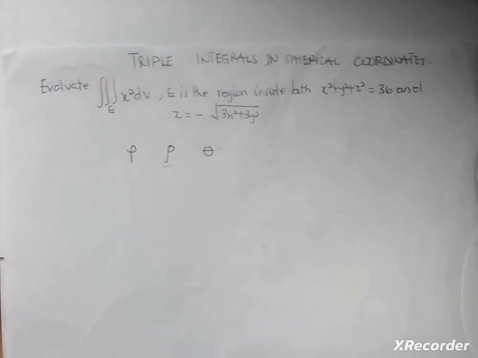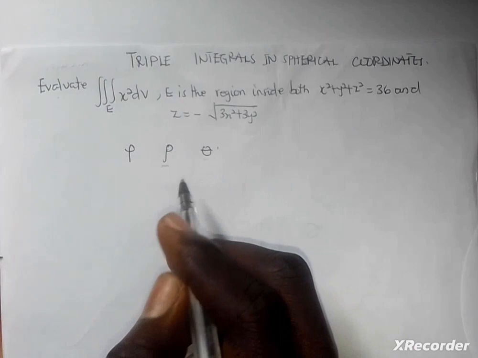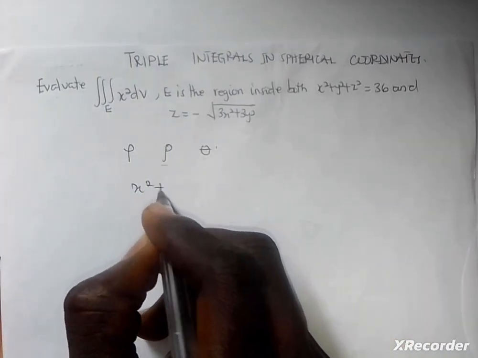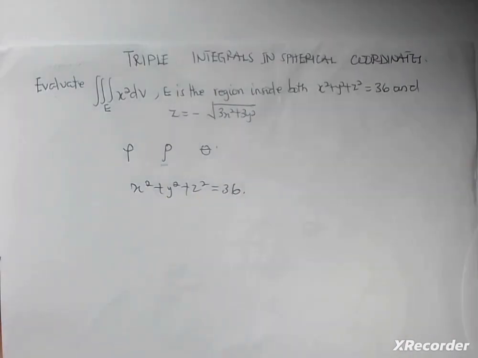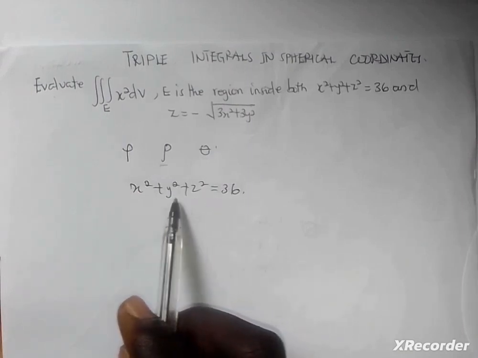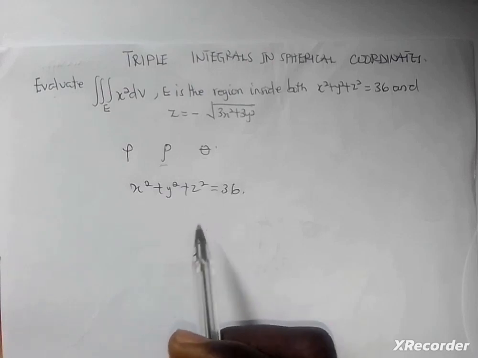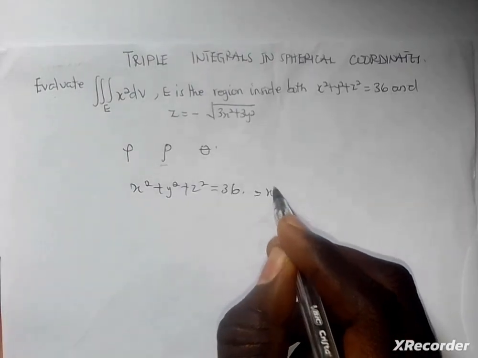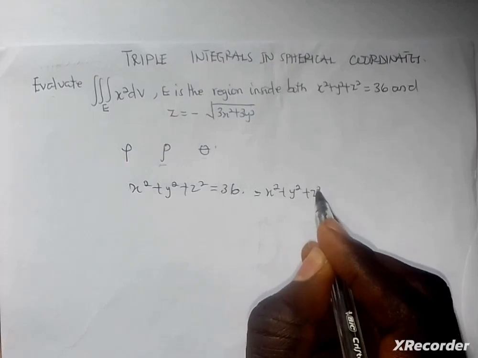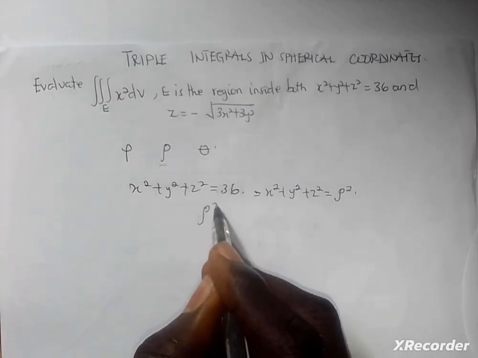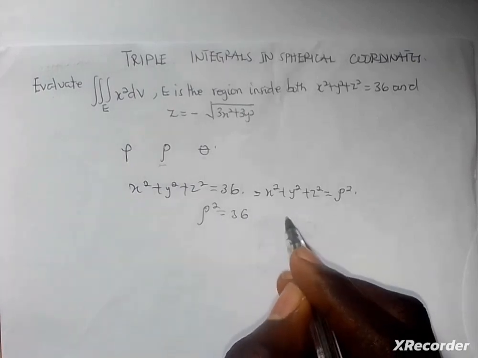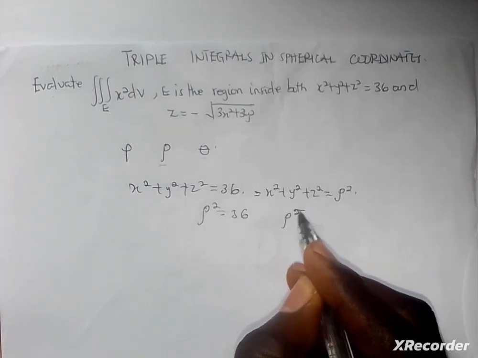Then how do we do that? First of all, the region is inside x squared plus y squared plus z squared equals 36. From quadratic surfaces, you realize that x squared plus y squared plus z squared is the equation of a sphere. So this is written as x squared plus y squared plus z squared equals rho squared, where rho is the radius of our sphere. Then rho squared is equal to 36. Therefore, our rho is going to give us 6.